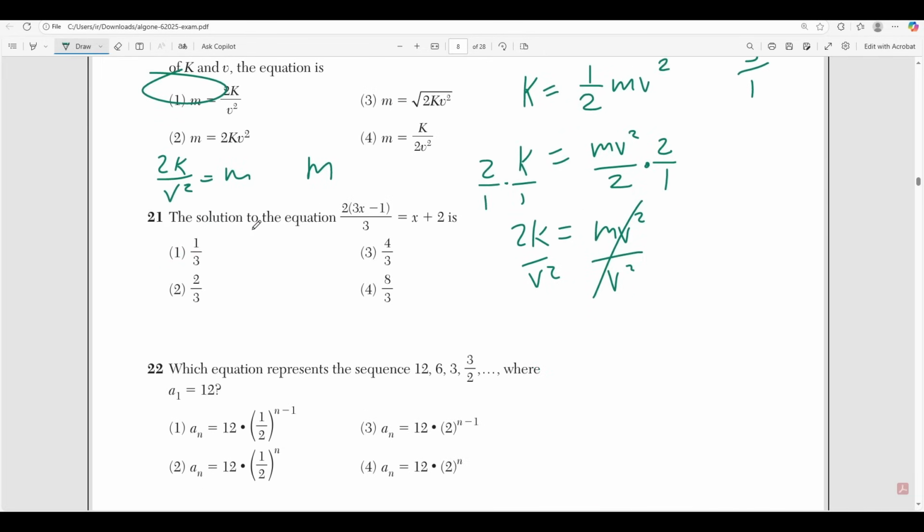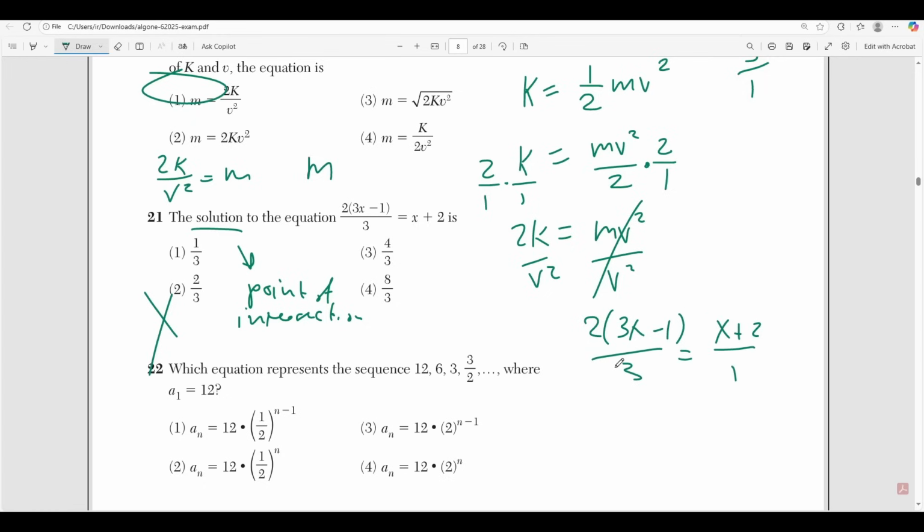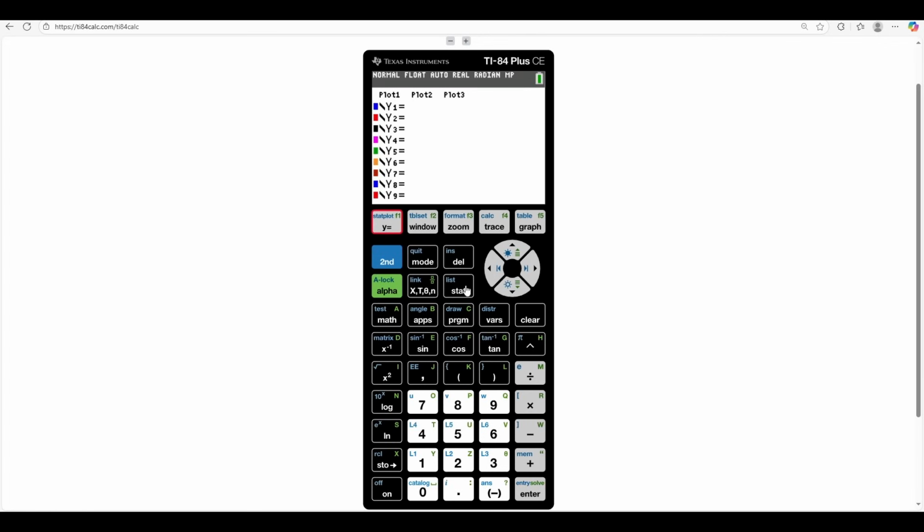Number 21 says the solution to the equation 2 times 3x minus 1 over 3 is equal to x plus 2 is what? So to solve this, a solution is just a point of intersection. So it's when the two lines cross each other. So the way that you can do this is you can just set them equal to each other and solve for x. So you can do 2 times 3x minus 1 over 3 is equal to x plus 2 over 1, cross multiply and then set them equal to each other, or you can plug it into your graph. So that's what I'm going to do.